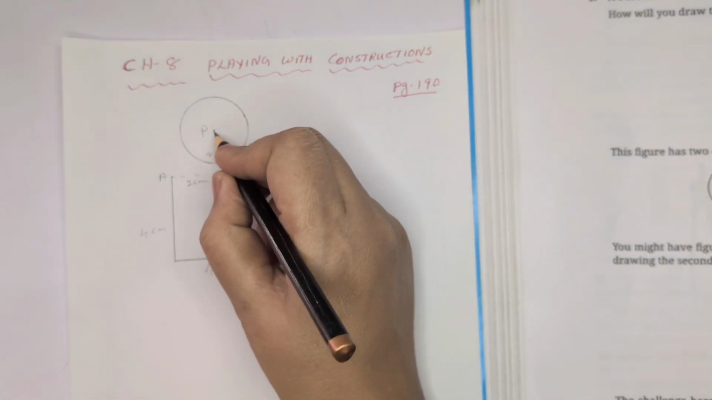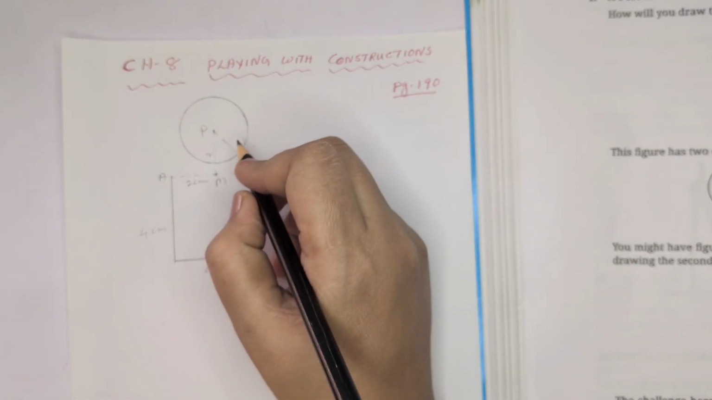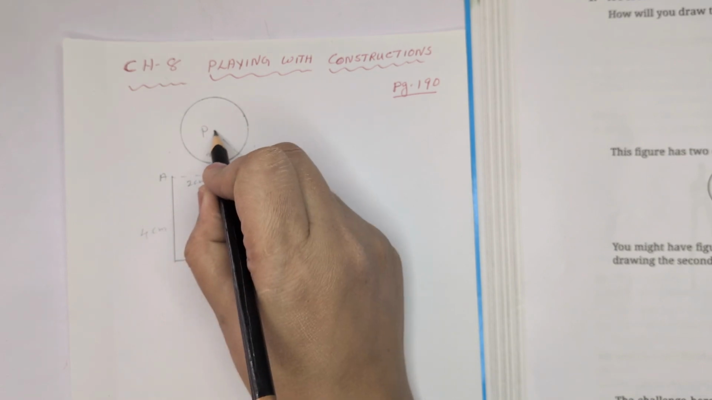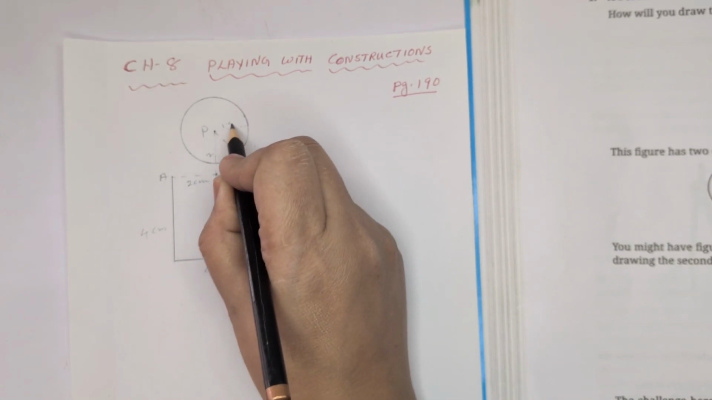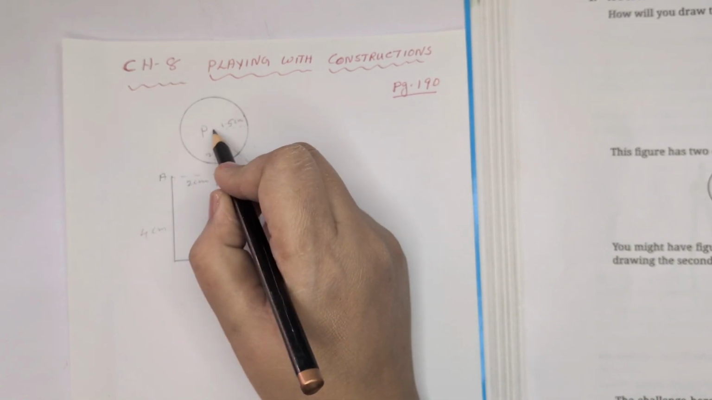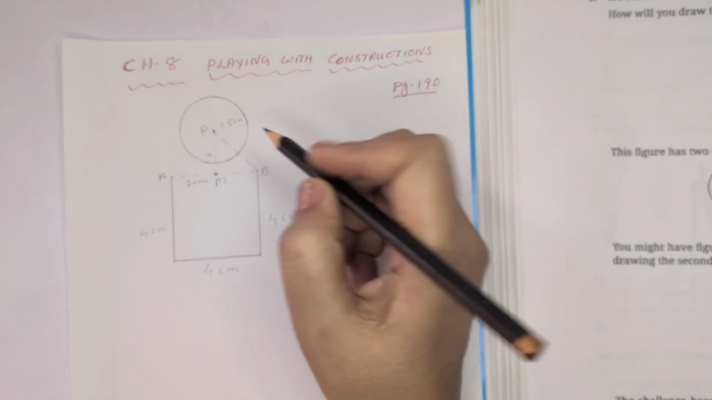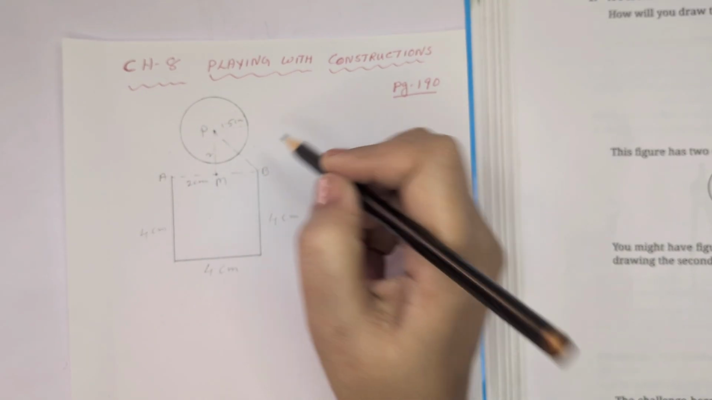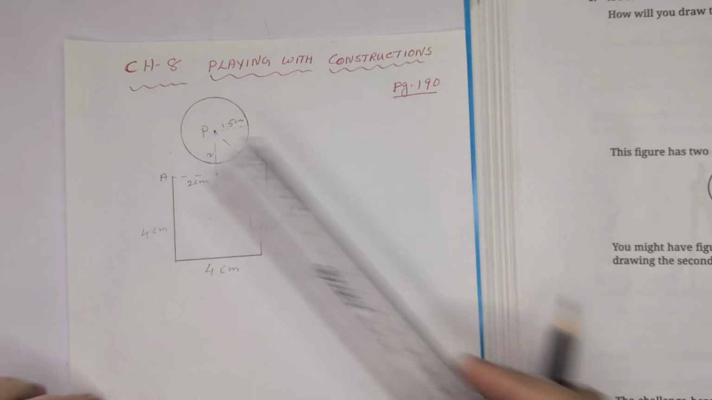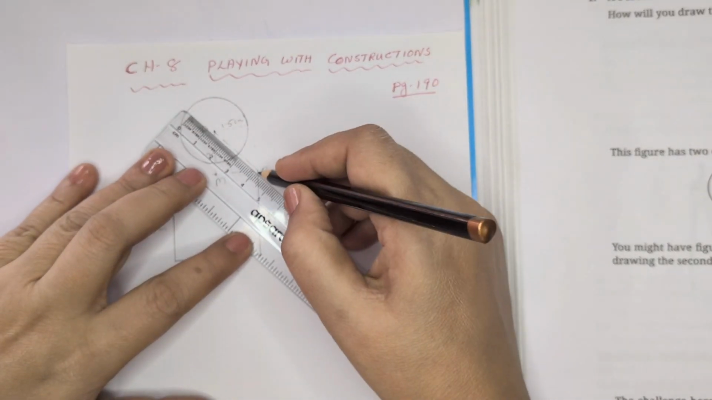And take the radius as 1.5 centimeter. With P as the center, draw a circle. Then join PB using the scale. These 2 points, just join.